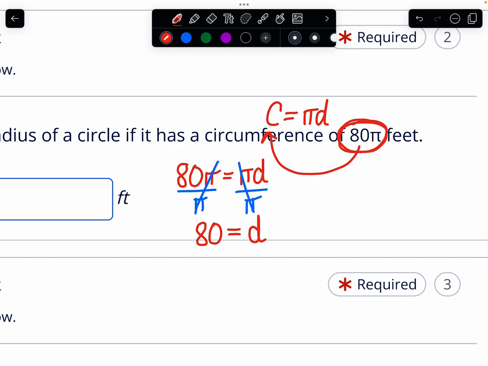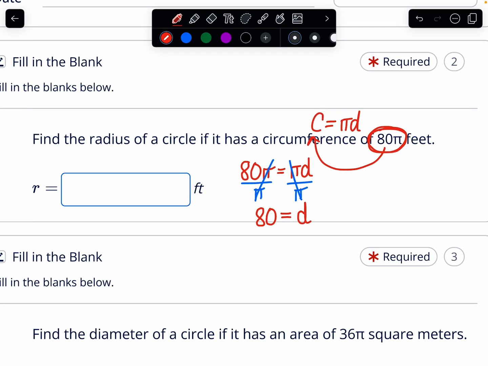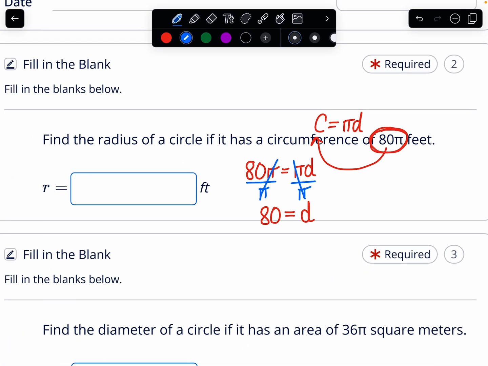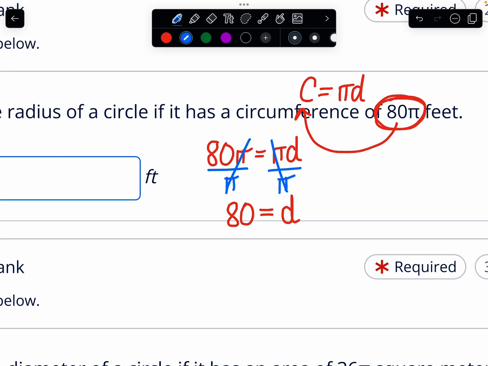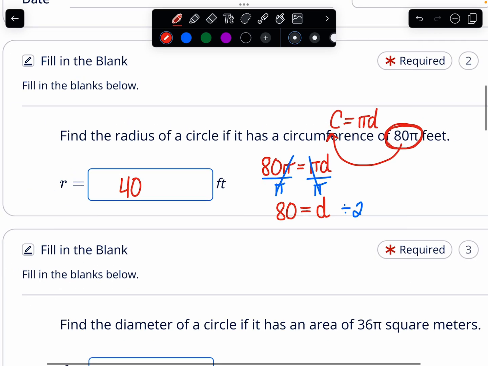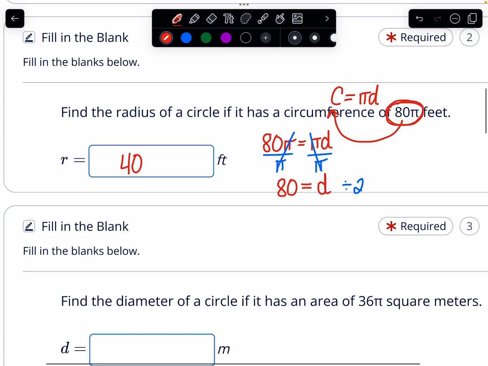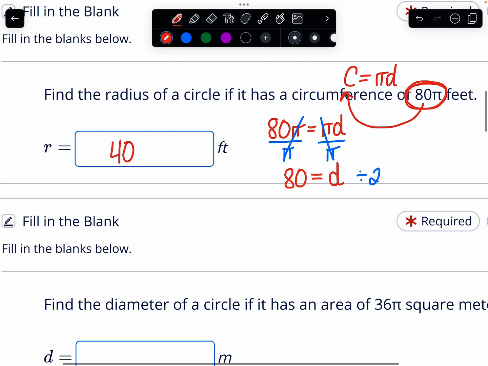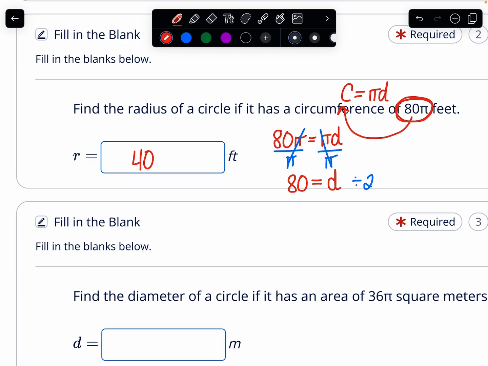So we know the diameter of this circle must be 80. It wants the radius. So we'll take 80 and we'll divide it by 2. And that'll give us the radius to be 40 feet. Okay, so you have one very similar to that. You just have to divide by pi, and then that'll give you the diameter. And you can find the radius if you know the diameter.